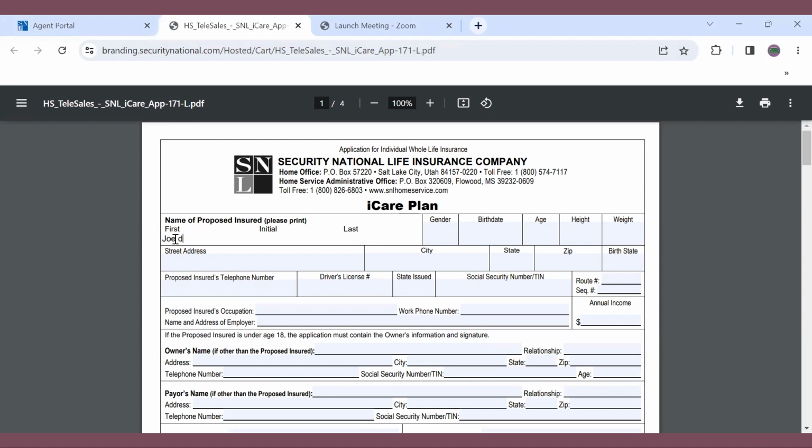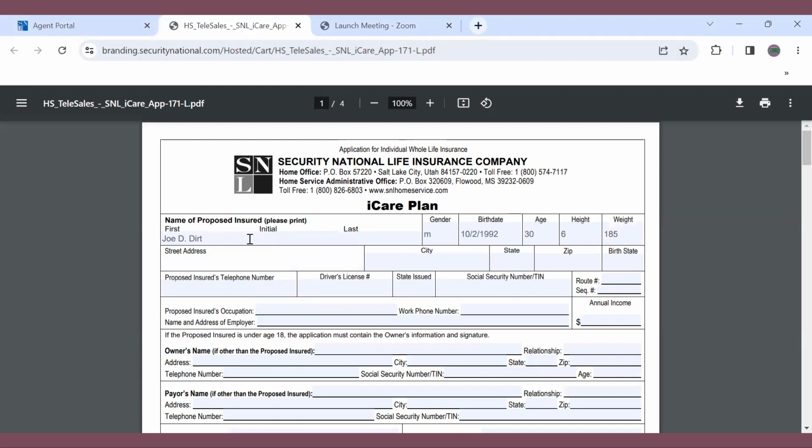Joe D. Dirt. And Joe is male. His date of birth is 10 to 1992. Make it easy. So Joe is 30 years old and he is 6 foot and 185 pounds.